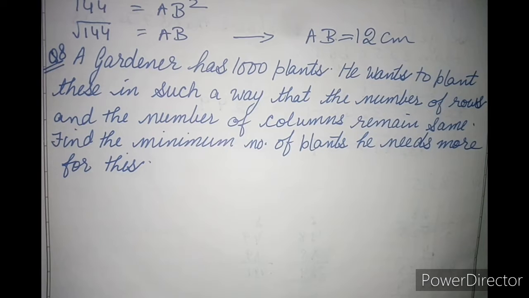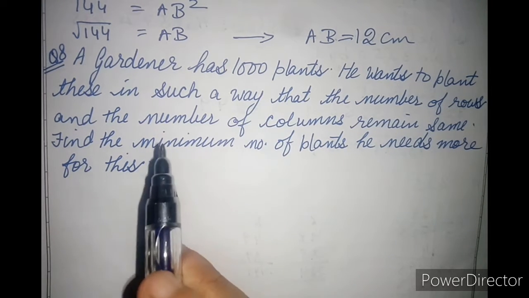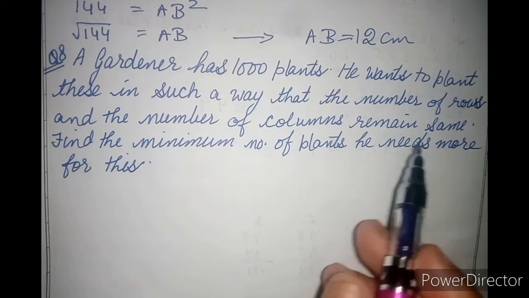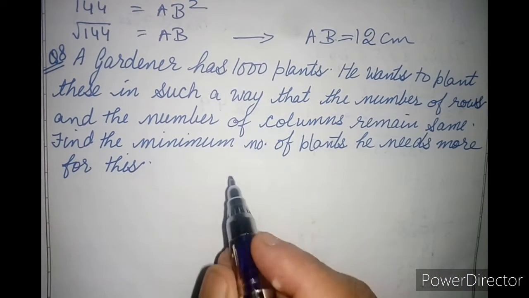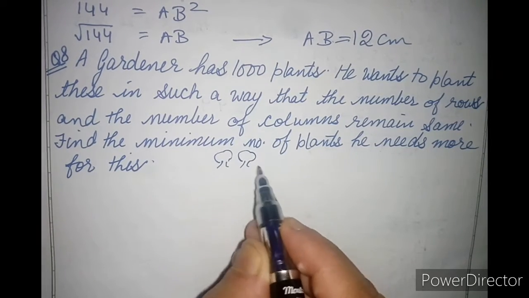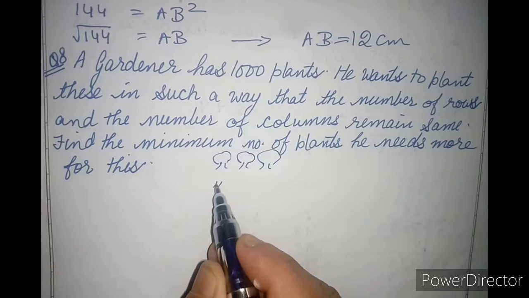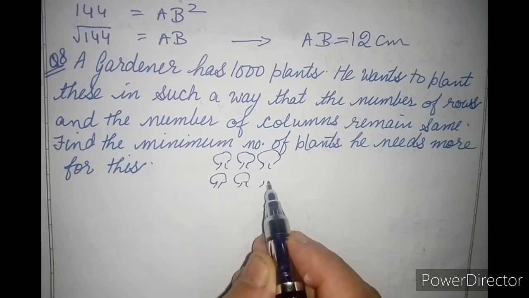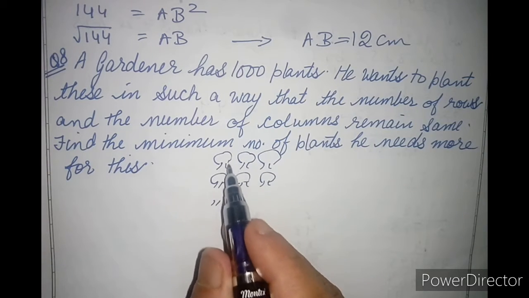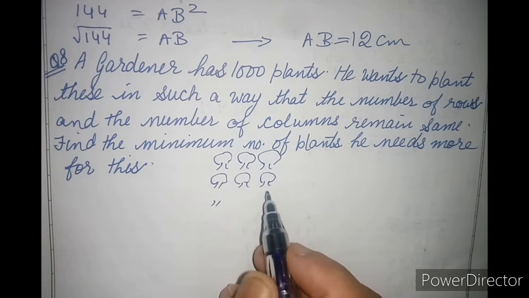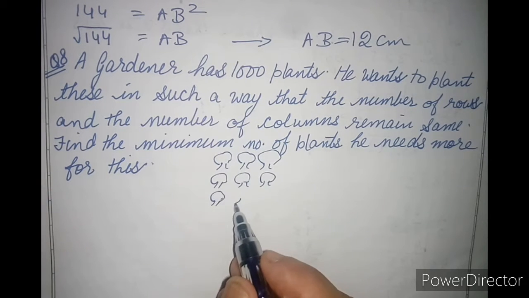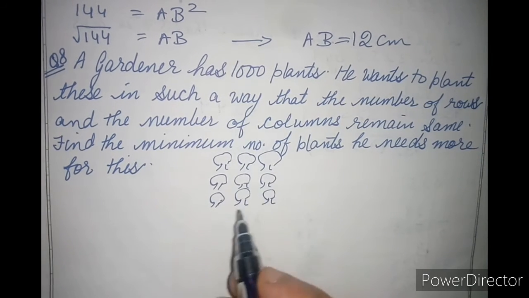He wants to plant these in such a way that the number of rows and number of columns remain the same. Find the minimum number of plants he needs more for this. What does he want to do? He wants to plant in such a way that the number of rows and columns are the same. These are columns, 1 2 3. So rows should also be 3, 1 2 3. So in this way he wants to plant.